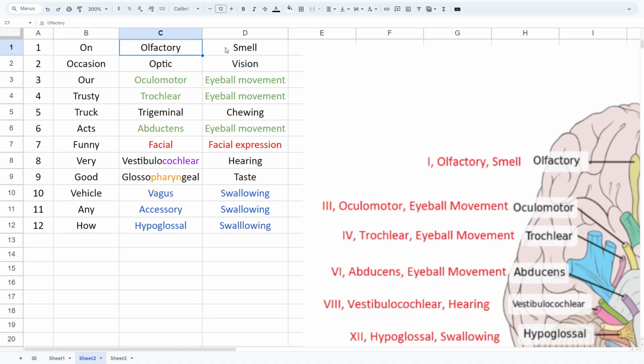Olfactory for smell. Optic for vision. Oculomotor, eyeball movement. Trochlear, eyeball movement. Trigeminal, chewing. Abducens, eyeball movement. Facial, expression. Vestibulocochlear, hearing. Glossopharyngeal, taste. Vagus, swallowing. Accessory, swallowing. Hypoglossal, swallowing.